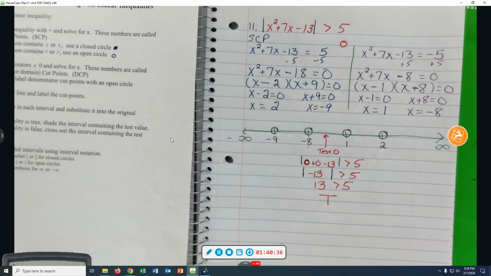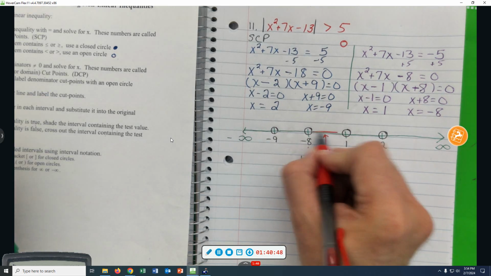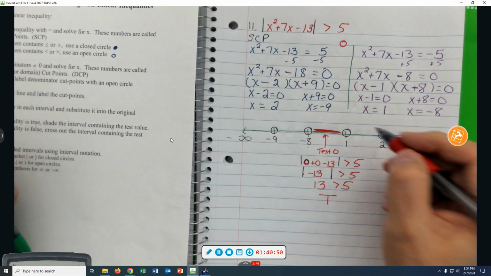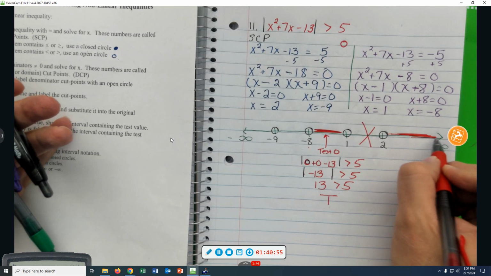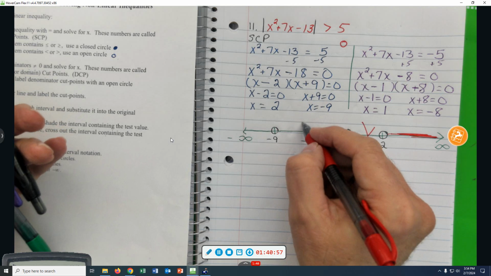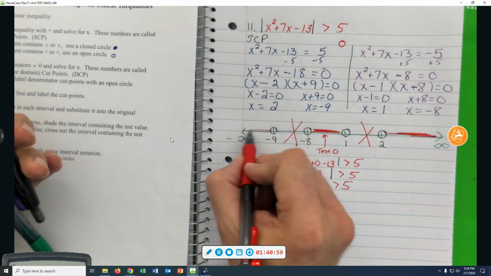Sometimes students will say false because they're just looking at the negative 13. They're forgetting that this is the absolute value of negative 13. So true. This is the last example we're doing today, so hopefully I'm not going to mess up. False. True.